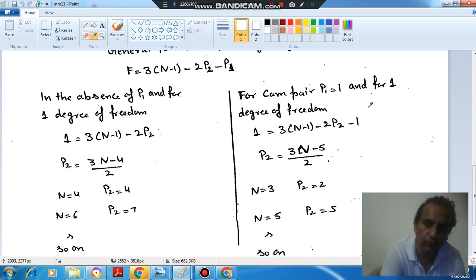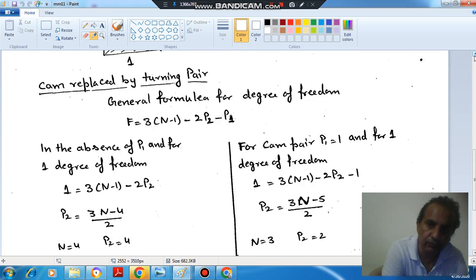Now suppose we have a cam and follower arrangement. In the cam and follower arrangement there is one higher pair. So the P1 value is 1, and as it is a mechanism, the degree of freedom is 1. So the formula becomes 1 = 3(n - 1) - 2P2 - 1. So P2 is (3n - 5)/2. Now if we put n = 3, then P2 is 2. Here n was 4, P2 was 4.